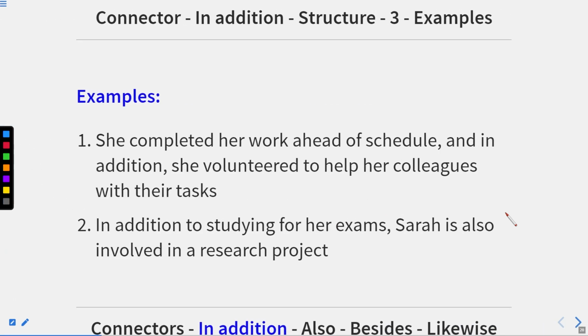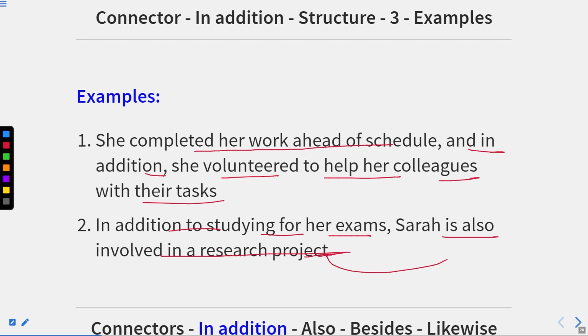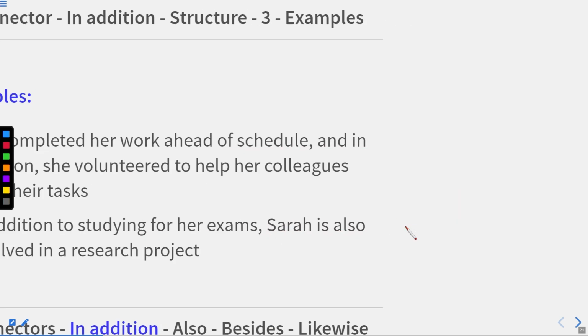Examples: she completed her work ahead of schedule. So this is something very good about her. And in addition, she volunteered to help her colleagues with their tasks. So this is extra information about her. In addition to studying for her exams, Sarah is also involved in a research project. So here we are using in addition to just to show the link, that research project is linked to her dedication or her contribution in studying or her hard work.